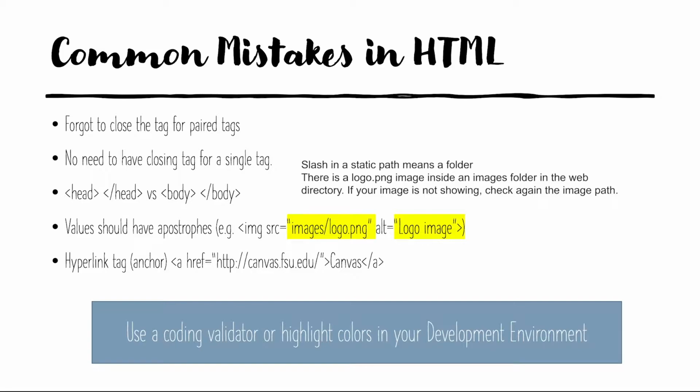So for example, in the image, source should be the path or the location of the image. So the value is images/logo.png. So it should be using apostrophes, and same thing for example alt or caption.